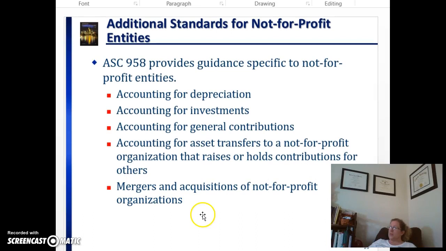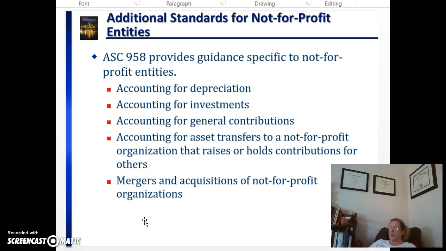ASC 958 provides guidance specific to not-for-profit entities on things like accounting for depreciation, investments, general contributions, accounting for asset transfers to a not-for-profit organization that raises or holds contributions for others, and mergers and acquisitions of not-for-profit organizations.